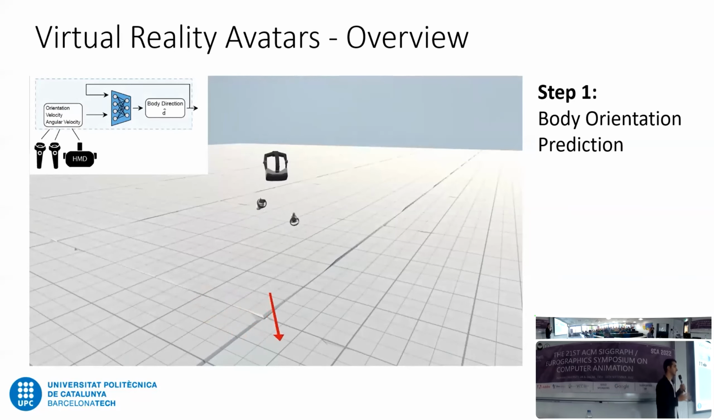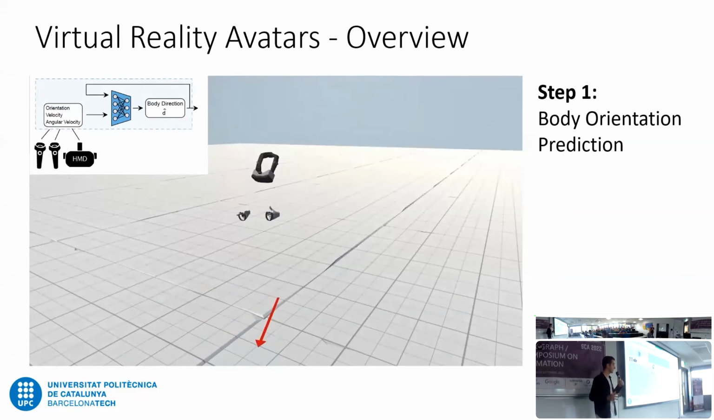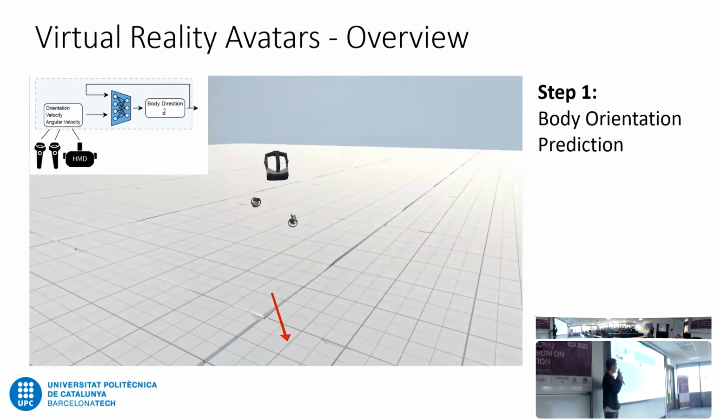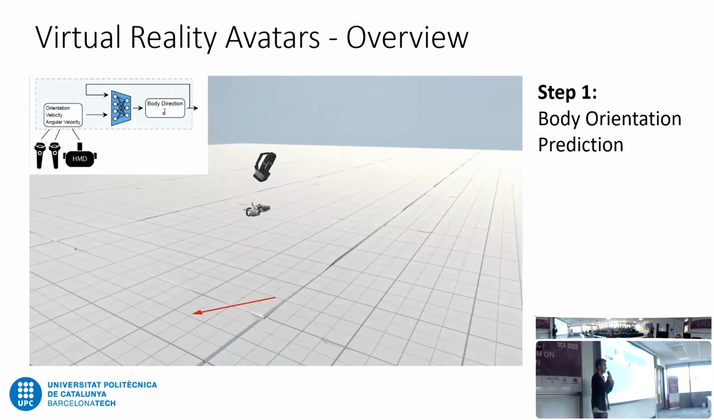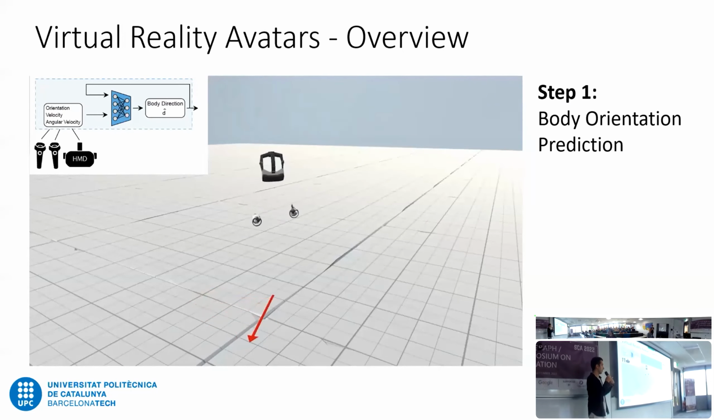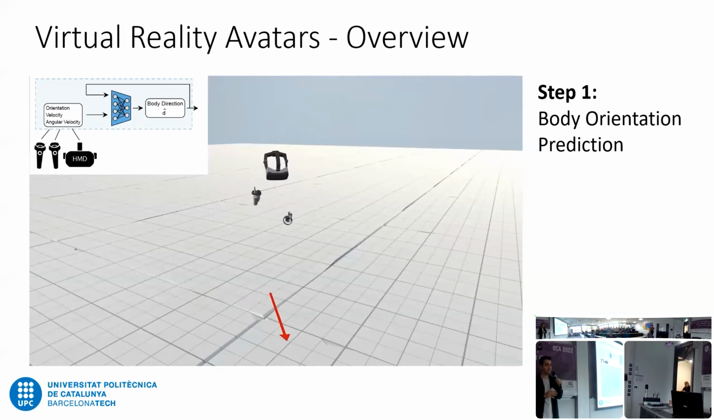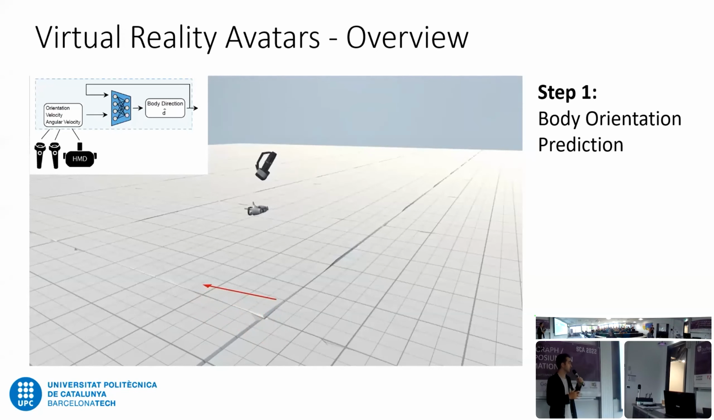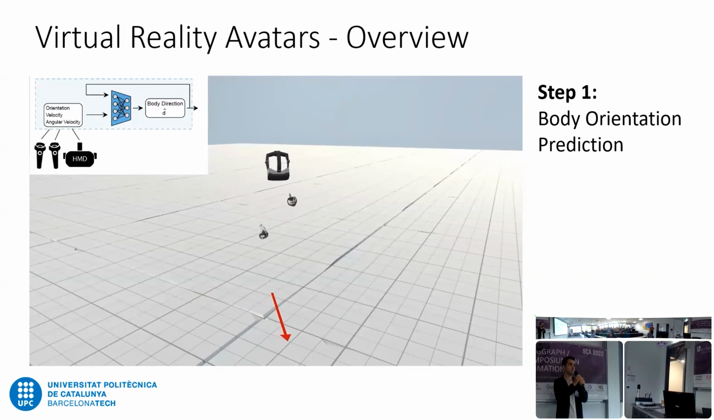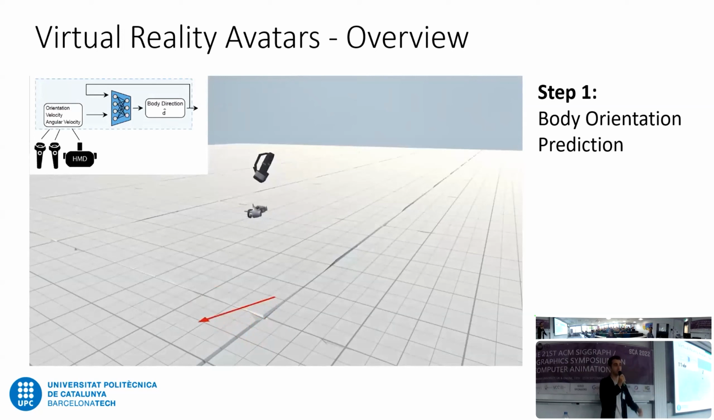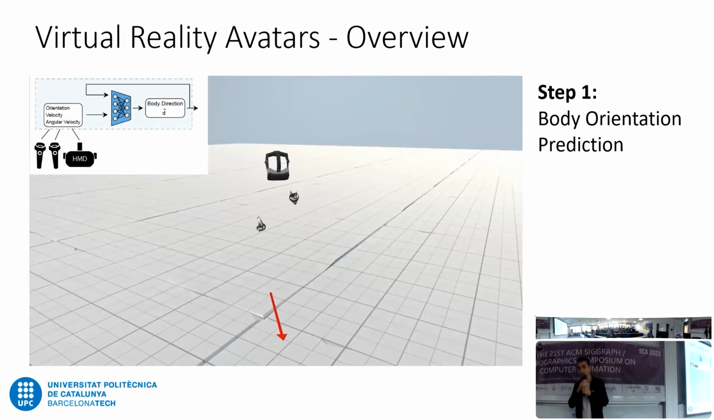Our method consists of three main components. First, we predict the body orientation of the user. This is an important step so that we can properly animate the character, because in VR, users tend to move the head a lot, and we really want to differentiate when the user is moving the head and when the user is actually moving the whole body. So we predict the body orientation with a neural network.